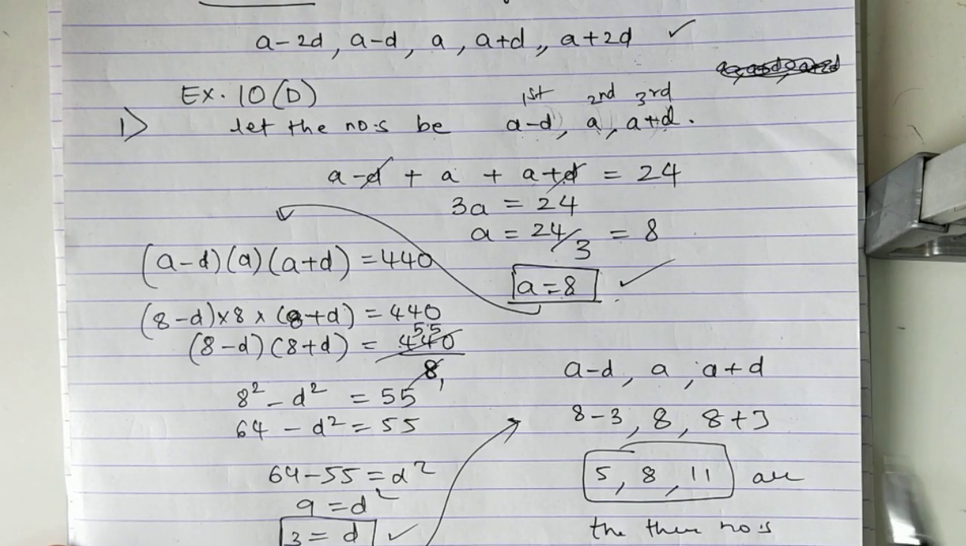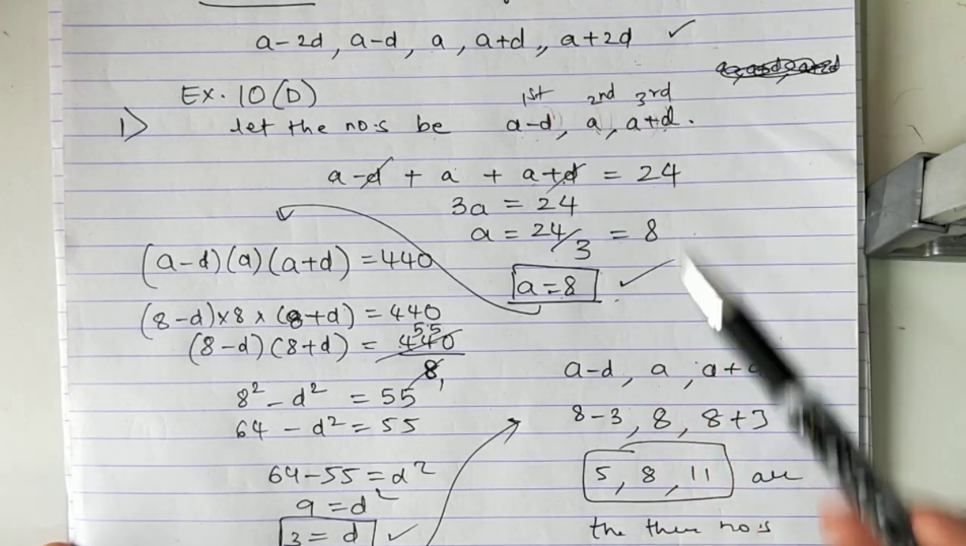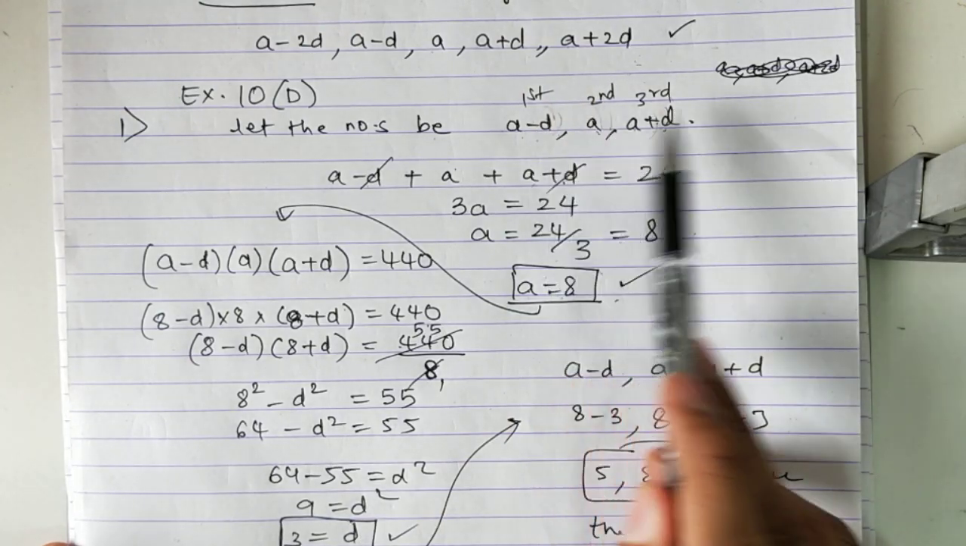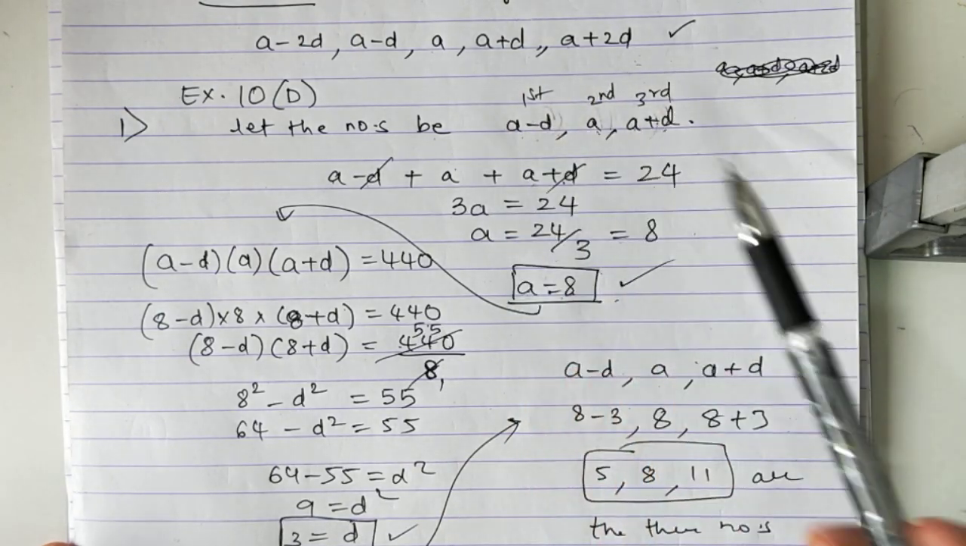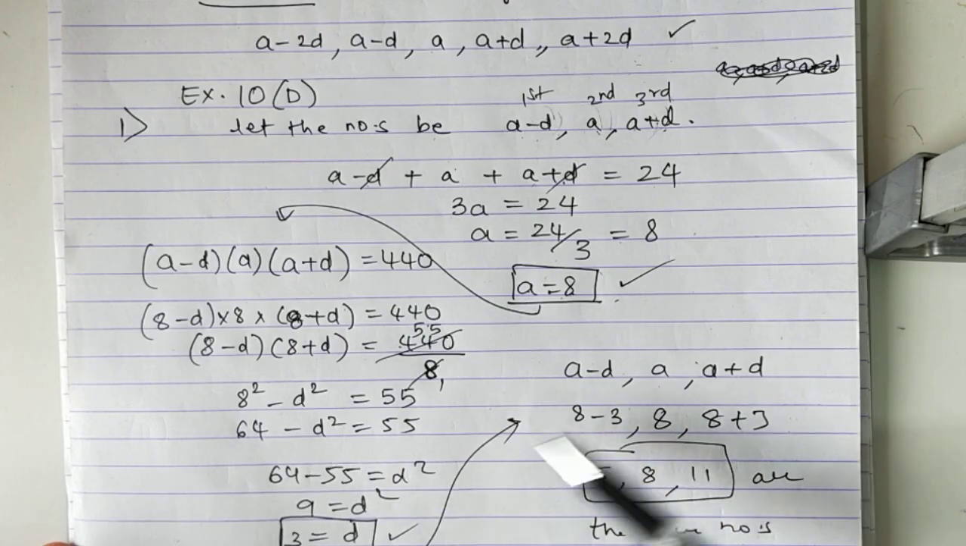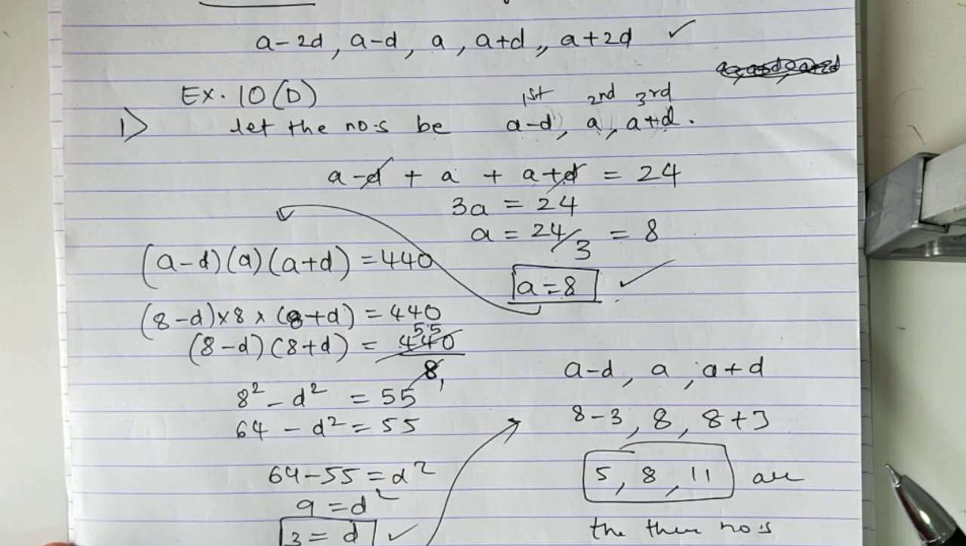Okay, these were the three numbers. So we found the value of a and d and substituted here, so we got the three numbers. So this was the first part, then this second part, and then this third part. Copy the question properly, pause the video and copy the question.